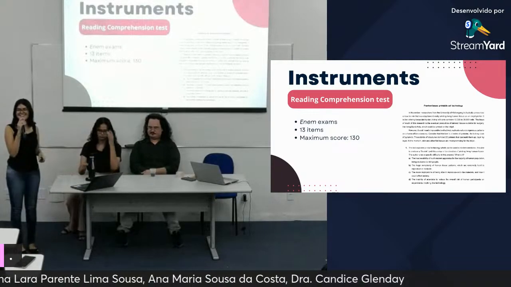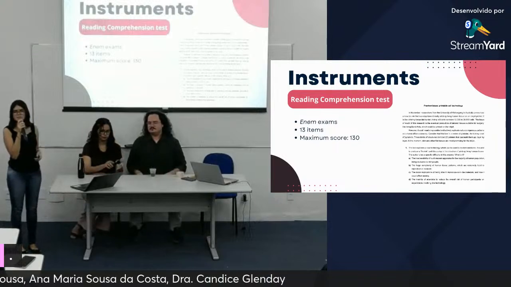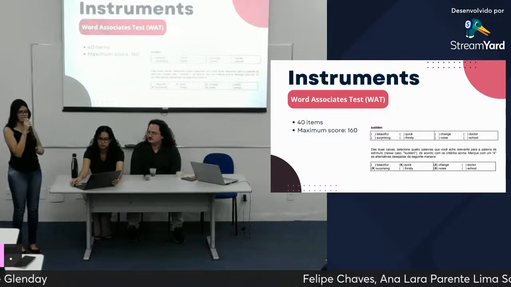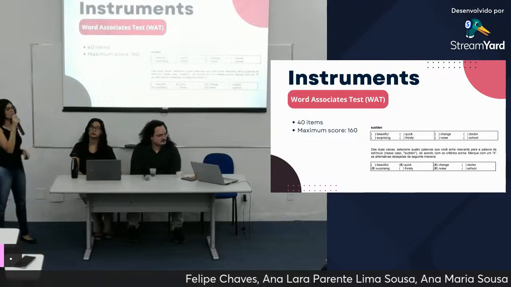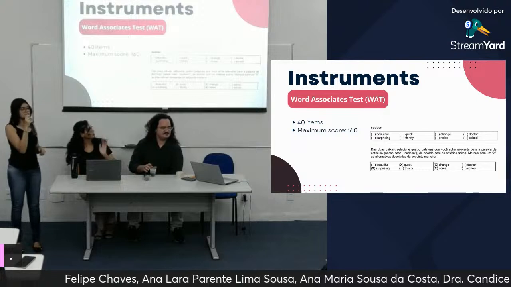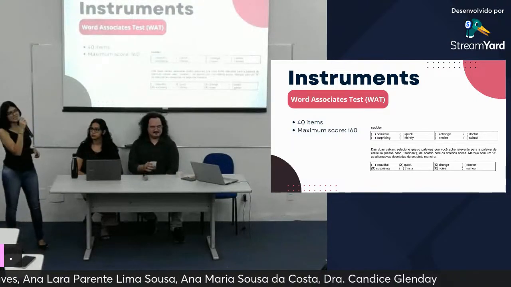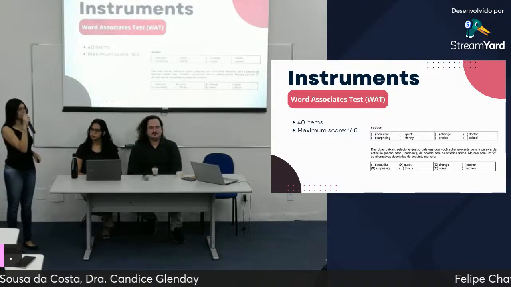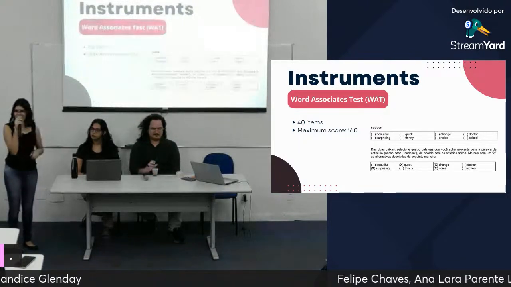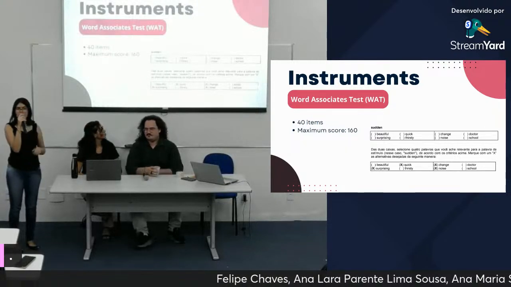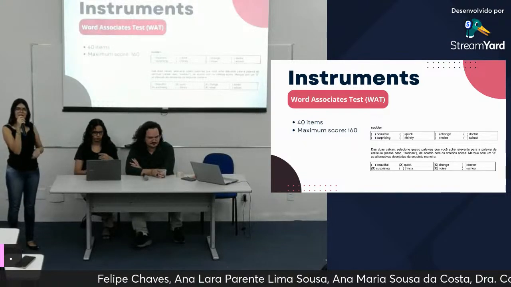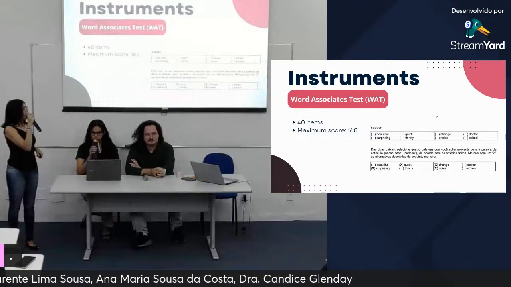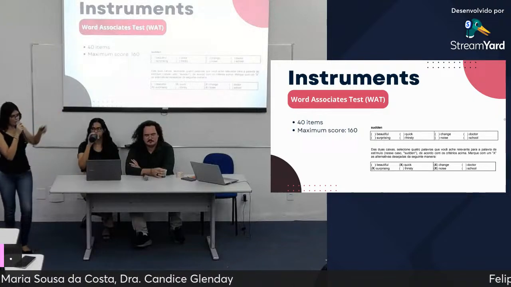Good afternoon. So I'm Lara. I'm going to proceed and explain the 2 remaining instruments. As for our next instrument, we have the WAT, which stands for Word Associates Test. This test was conducted on the second day of evaluation at the schools, as well as the VST. It is composed of 40 items. The maximum score of each item is 4, and the maximum score for the test is 160.